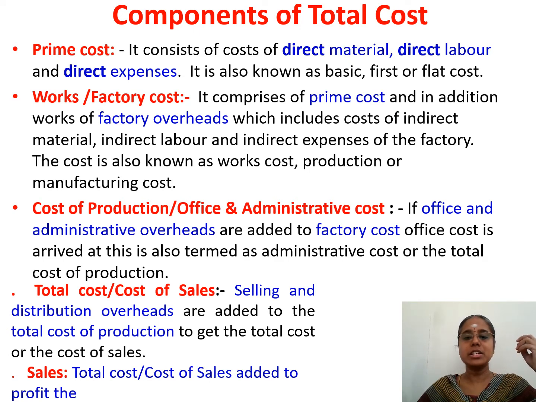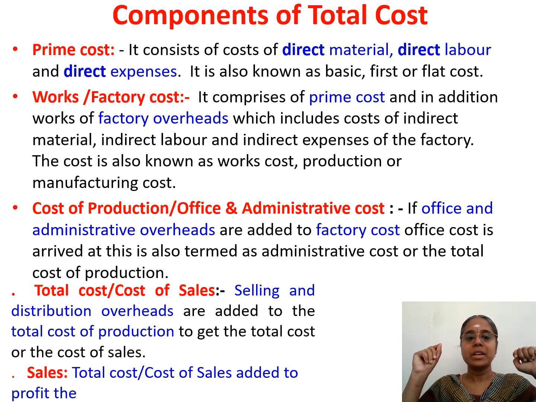Then works or factory cost includes prime cost plus factory overheads. The factory overheads include the indirect material, indirect labor, and indirect expenses that are happening only inside the factory. So it is totally dealt with the working in the production. So it is called factory cost, or manufacturing cost, production cost. All these are the terms used. Terms may be used differently, so you have to be very careful with the terms. It is the terminology prescribed for the cost sheet, and you cannot have different terminologies of your own in the cost sheet.